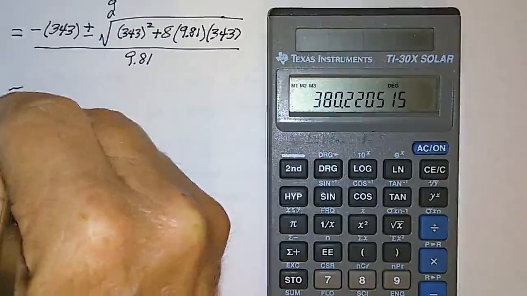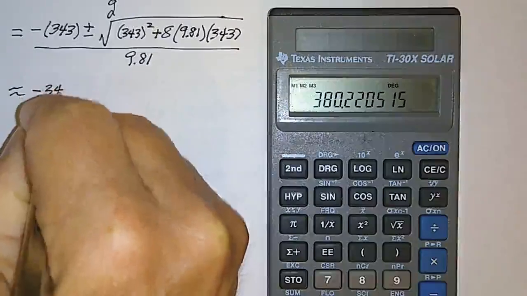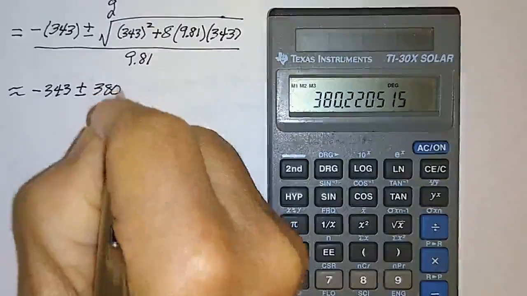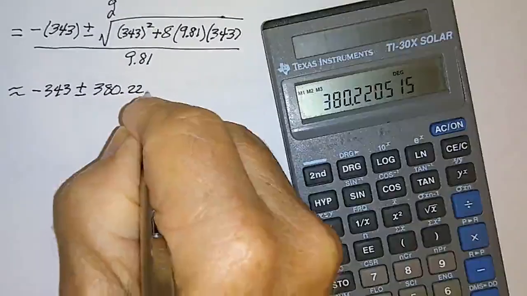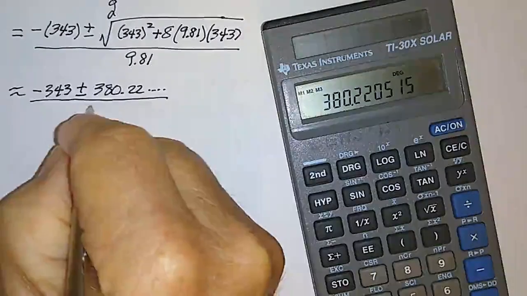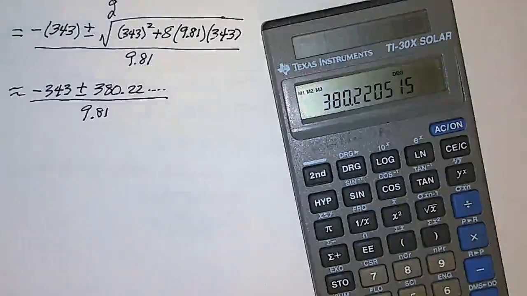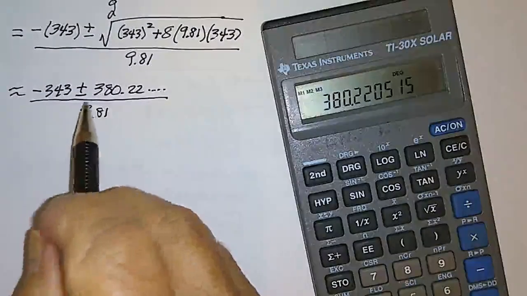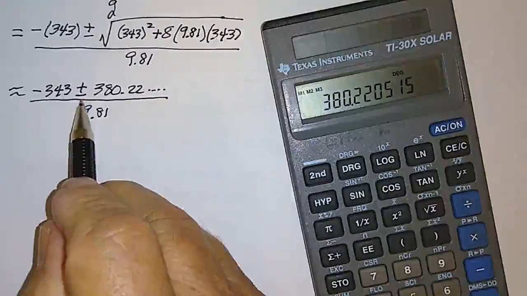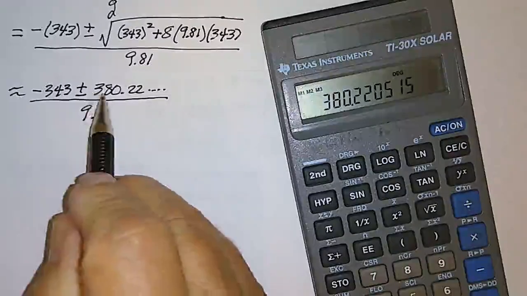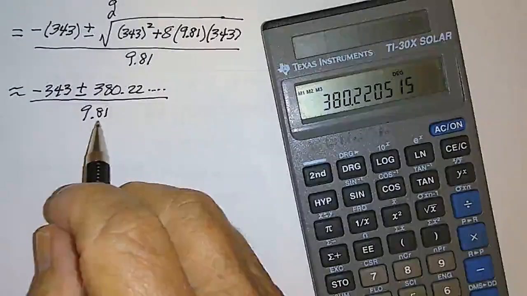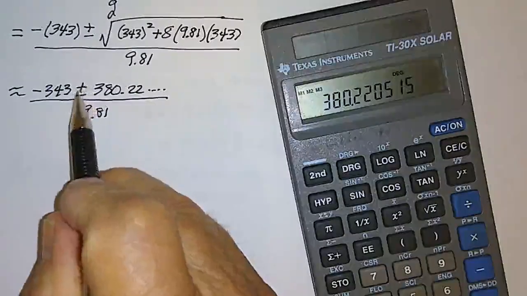This is approximately equal to minus 343 plus or minus 380.22 plus some extra digits, and all of that is over 9.81. So first of all, take a look at this. I have a minus sign here and a minus sign here. Obviously, if I add those together, I get a minus divided by a positive, leaves me with a minus, and I can't have a negative time, so I have to take the plus sign here.